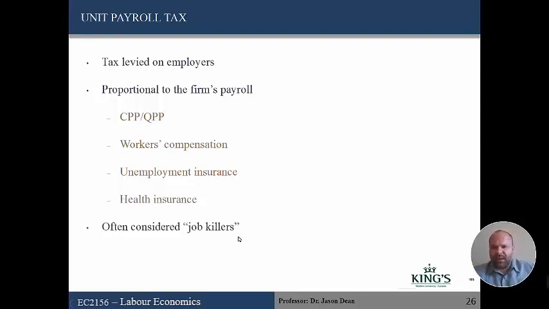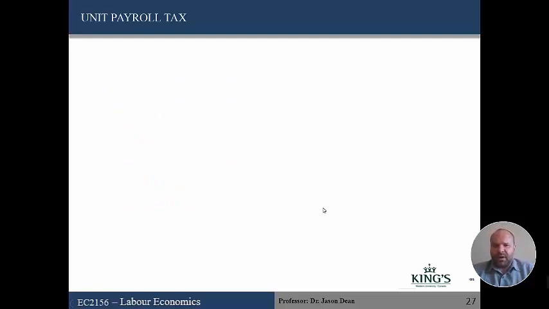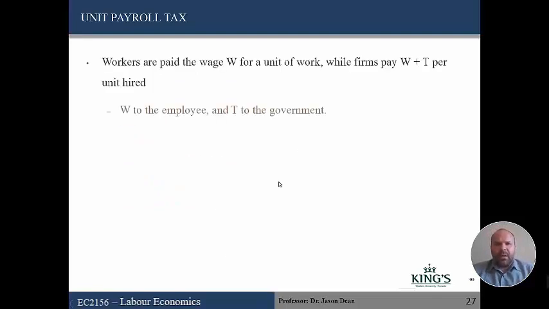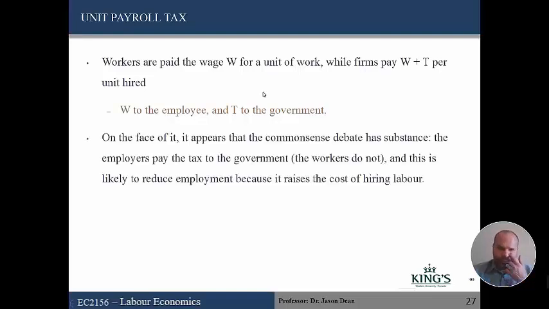These are sometimes called job killers, because they increase the cost of hiring people. A firm may not want to hire more people because they have to pay these additional taxes. So these are increasing the cost of hiring workers, and that's why they're sometimes considered job killers. Let's assume that workers are paid the wage W for a unit of work, and firms have to pay W plus T per unit hired. T is the payroll tax, and that's going to the government.